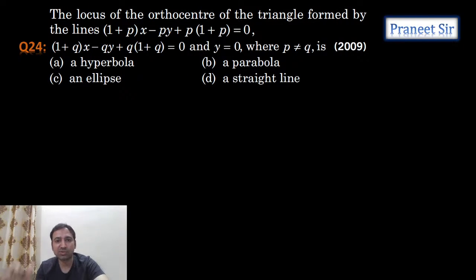Okay, right. Let's move to the next one, guys. Yeah, this is the next question we have. Locus of orthocenter of the triangle formed by these two lines and y equals 0. So what is it, guys?